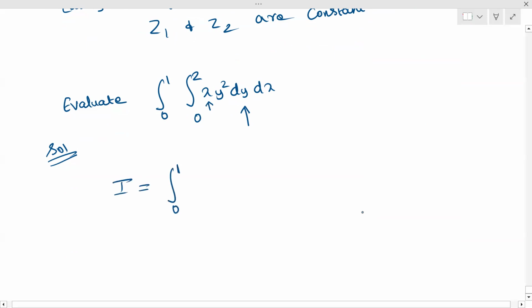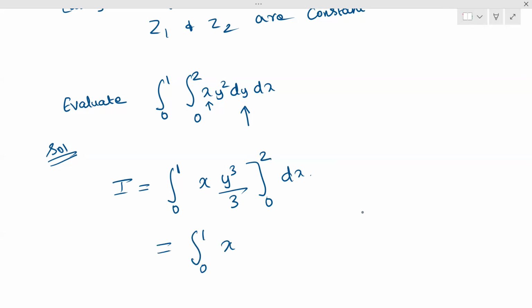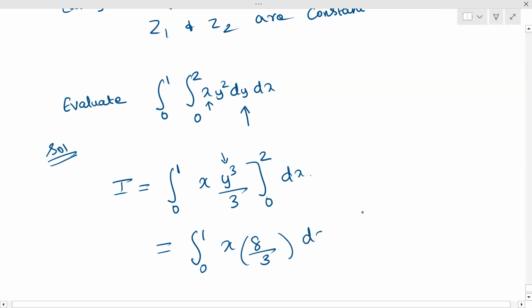Write outer integration as it is. Write the constant as it is. Integration of y square is y cube by 3. And the limit is 0 to 2, dx. We have to apply the limit only for y. So 0 to 1 x, apply the upper limit. Okay, apply the upper limit for y. So we will get 8 by 3. When we apply lower limit, it is 0 into dx.